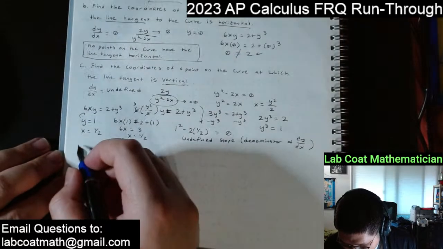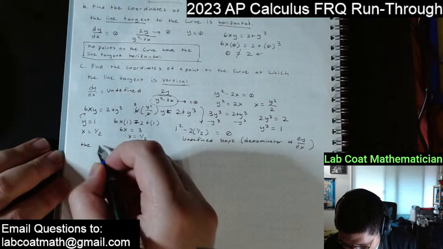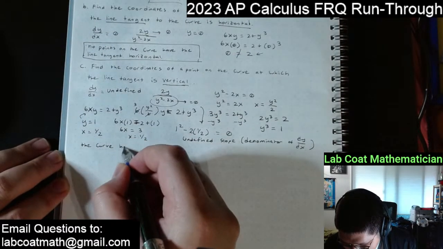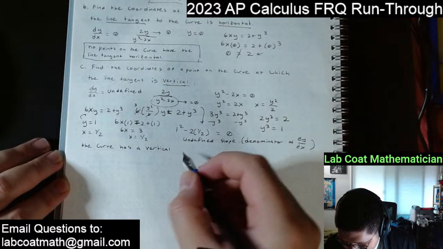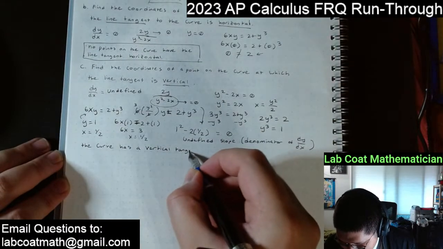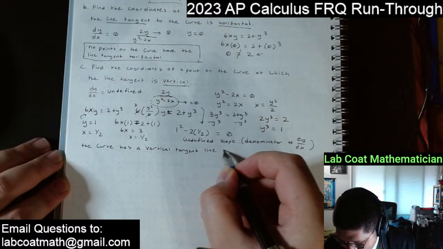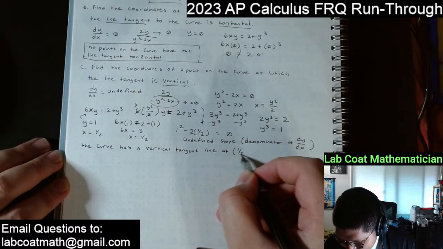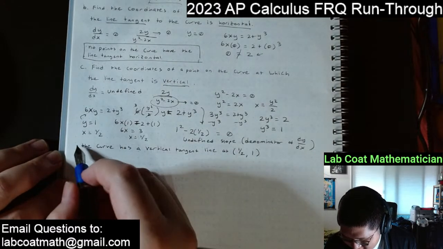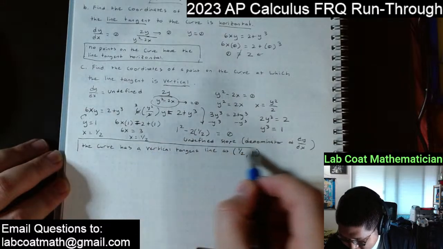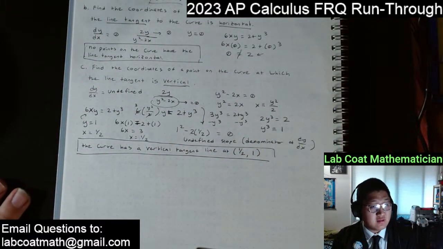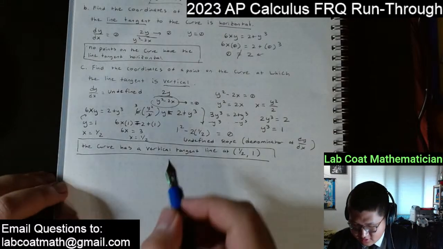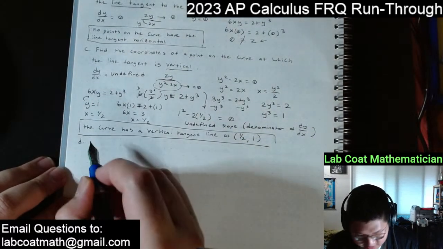So let's see, the curve has a vertical tangent line at the point 1/2 on the x. Make sure to order that properly as an ordered pair of coordinates that they will grade for us. Okay, very nice. So let's finish this off at part D here.